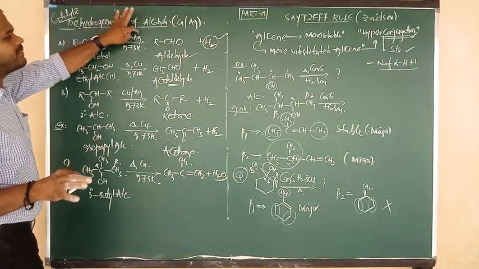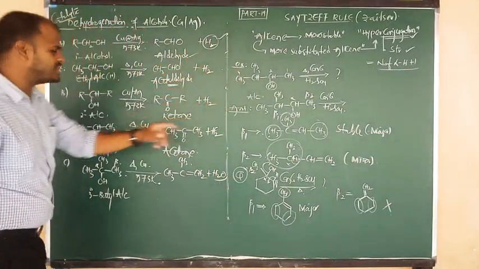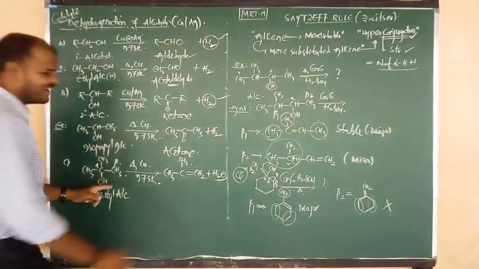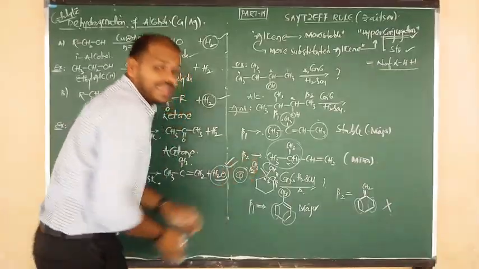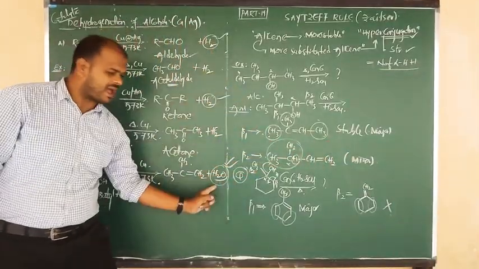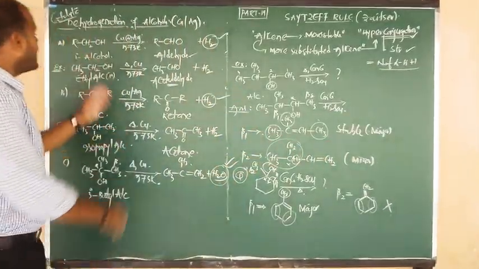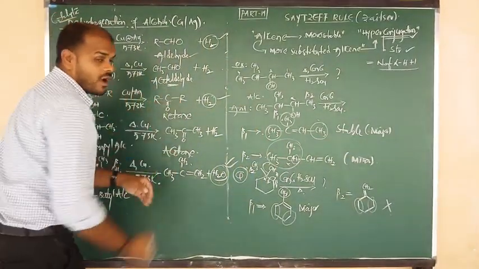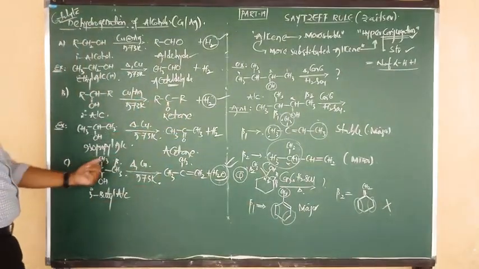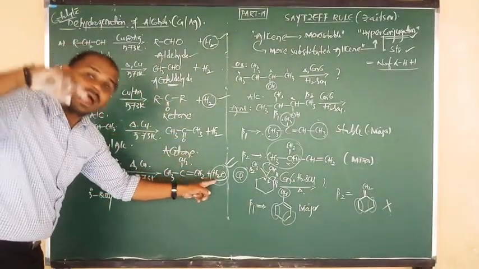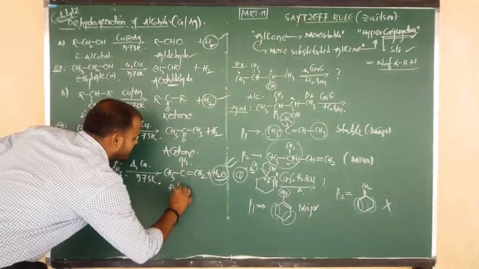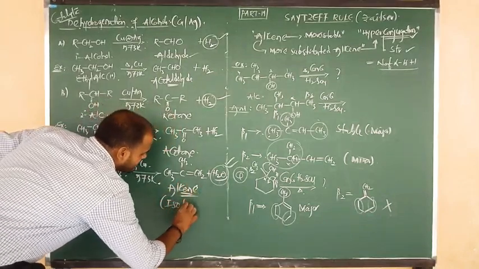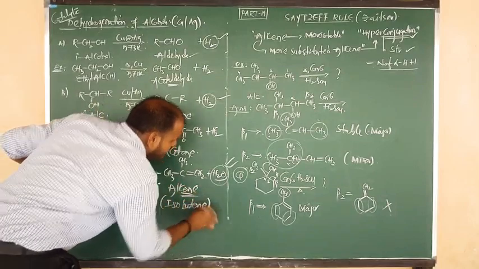Primary alcohols on heating with copper or silver undergo dehydrogenation. Secondary alcohols also undergo dehydrogenation, but tertiary alcohols undergo dehydration. Focus on this point. Be careful. And primary alcohols after dehydrogenation give aldehydes. Secondary alcohols after dehydrogenation give ketones, and tertiary alcohols after dehydration give the product, nothing but an alkene. Very important. And its name is isobutene.